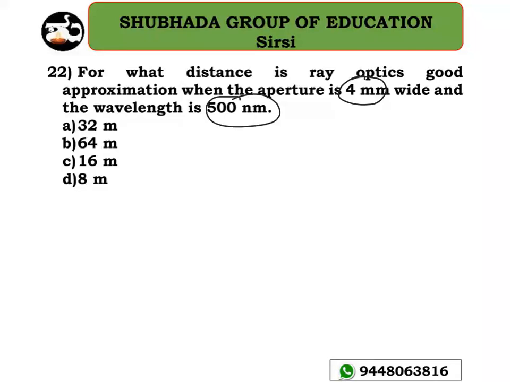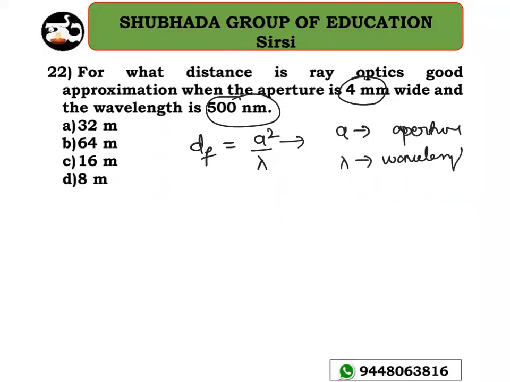The ray optics is a very good approximation, and the distance is given by the Fresnel's distance. That Fresnel's distance is nothing but a square divided by lambda. Here, please try to remember that a is nothing but aperture, and lambda is nothing but wavelength. As you know, the value of the aperture is given as 4 millimeter, that is 4 into 10 to the power of minus 3 meter, and the given value for the wavelength lambda is 500 nanometer, that is 500 into 10 to the power of minus 9 meter.